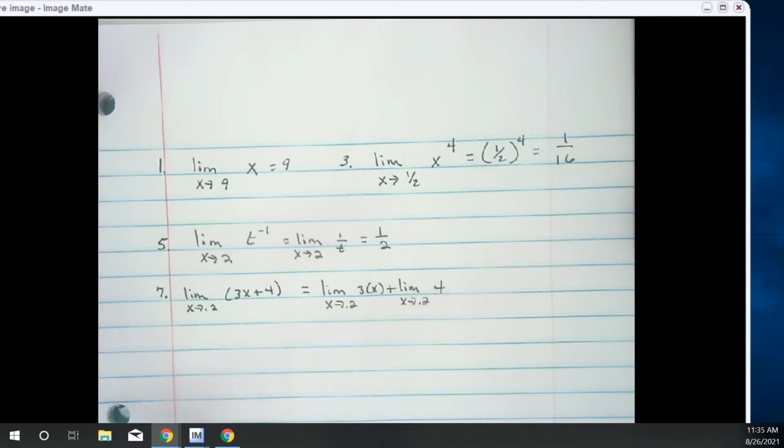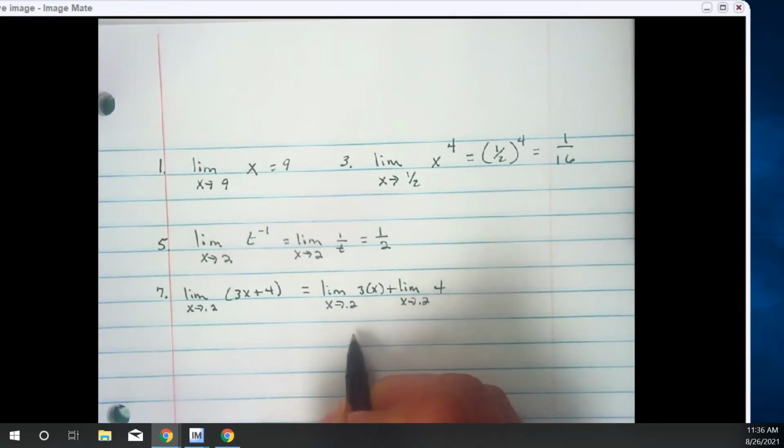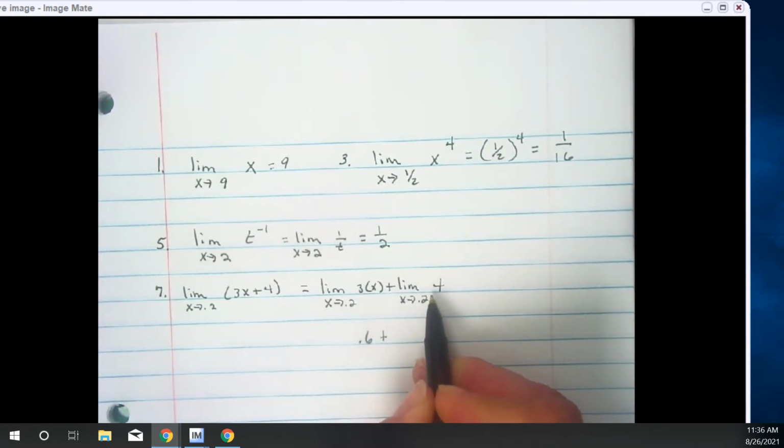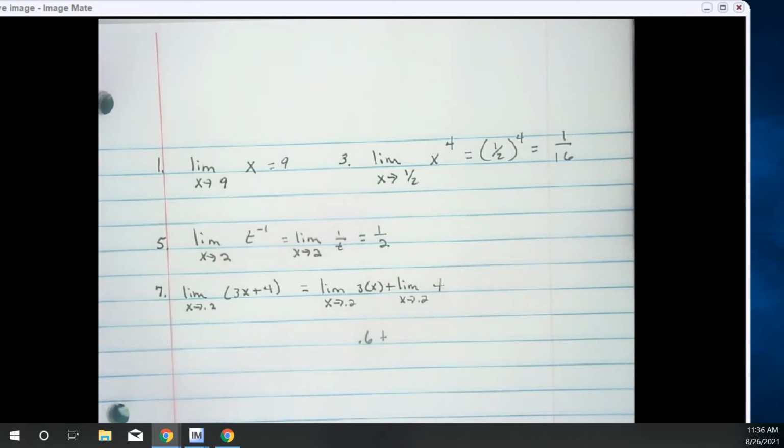What is the limit as x approaches 0.2 of 4? What does that mean? Just 4. All right, so this one is your 0.6 plus 4. What does the graph y equals 4 look like? It's a horizontal line. As you're approaching 0.2 on that line, what is your y value?